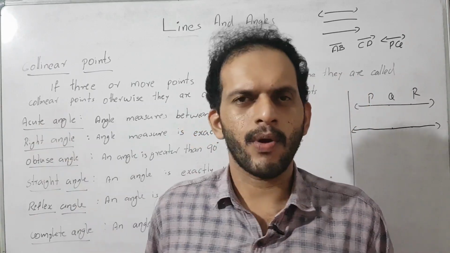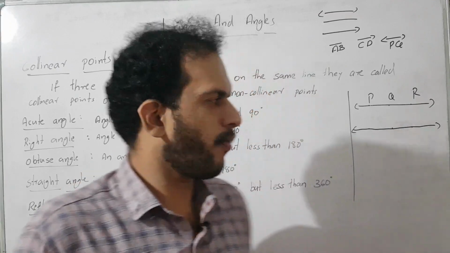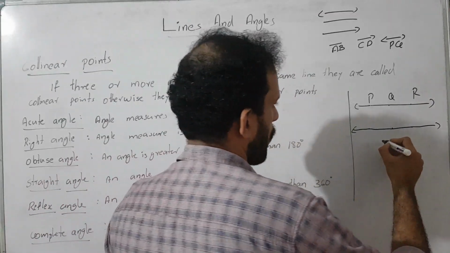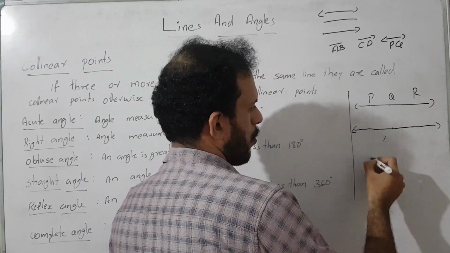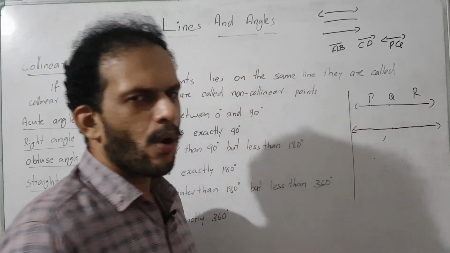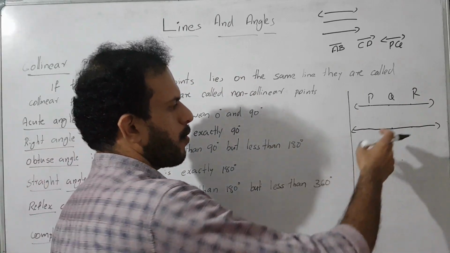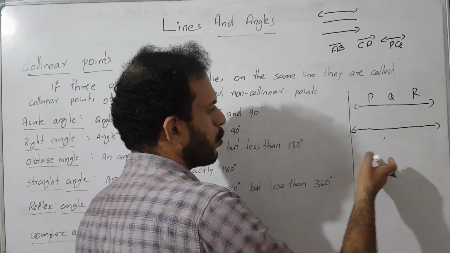Collinear points. Otherwise they are called non-collinear points. For example, like this, if we mark the points, these 3 points do not lie on the same line, correct? It's not possible to draw one line through these 3 points.